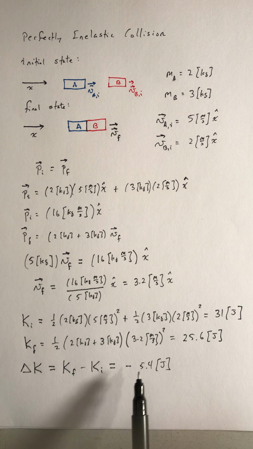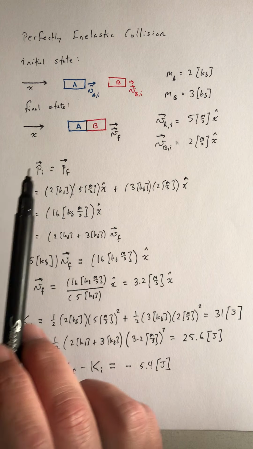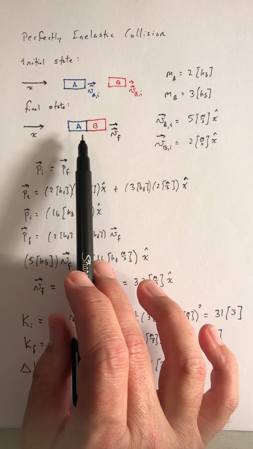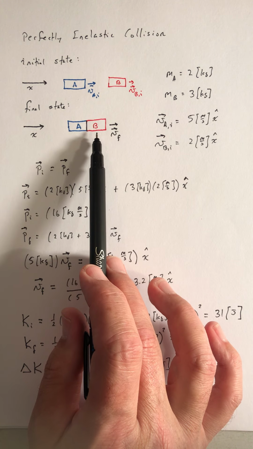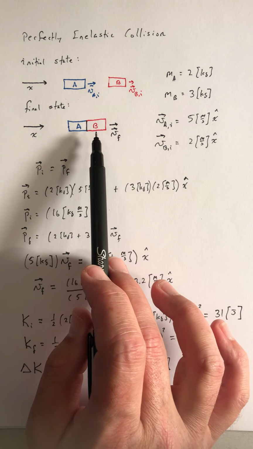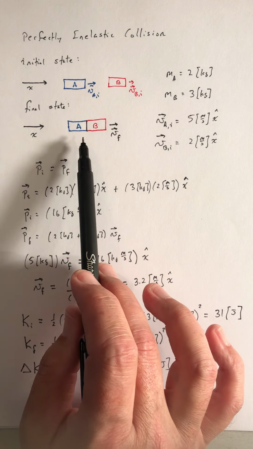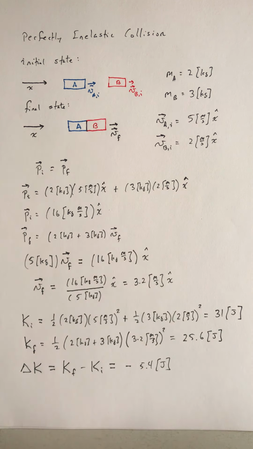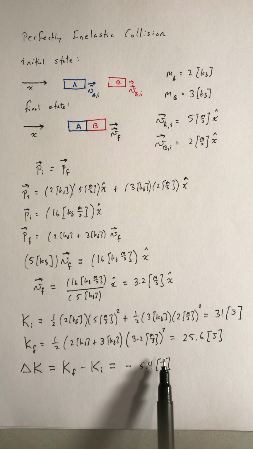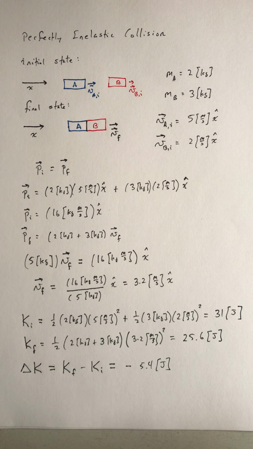What that means is that as A was colliding with B and sticking together, A speeded up B somewhat, B slowed down A, but the work that A does on B is not equal to the work that B does on A, and so there's a net amount of work done of minus 5.4 joules. If this were a perfectly elastic collision, then delta K, the change in kinetic energy, would be 0.